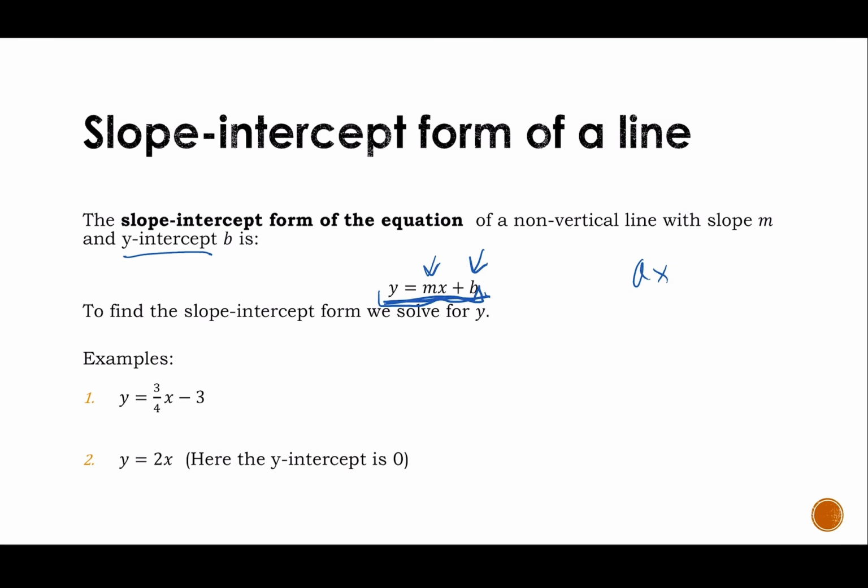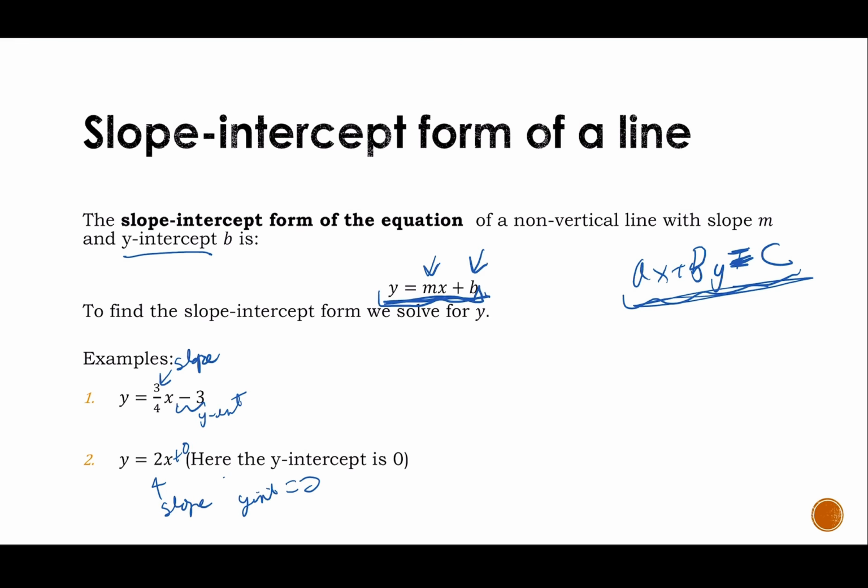If I'm given an equation that looks like this, which is what we call standard form, I don't know anything about the slope, I don't know anything about the y-intercept, so it's hard to visualize what my line looks like. So here I've got two examples. This has a slope of 3/4 and a y-intercept of -3. Here I have a slope of 2, but my y-intercept is 0 because I haven't added anything onto that.